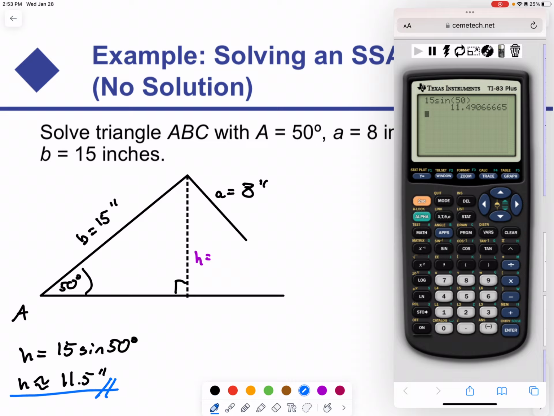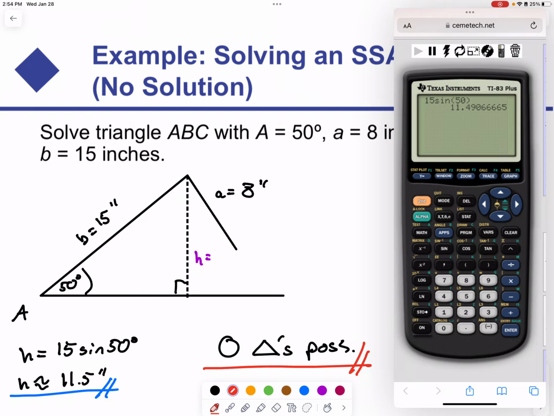Now, notice that side A is 8, but our height is 11.5. So that 8 is not long enough to connect on the bottom, right? So I would say that there are 0 triangles possible. If the height is 11.5 and this side A is only 8, it is not long enough to reach the bottom. So then how many triangles possible? I would say 0 triangles possible. And then that should be it there.